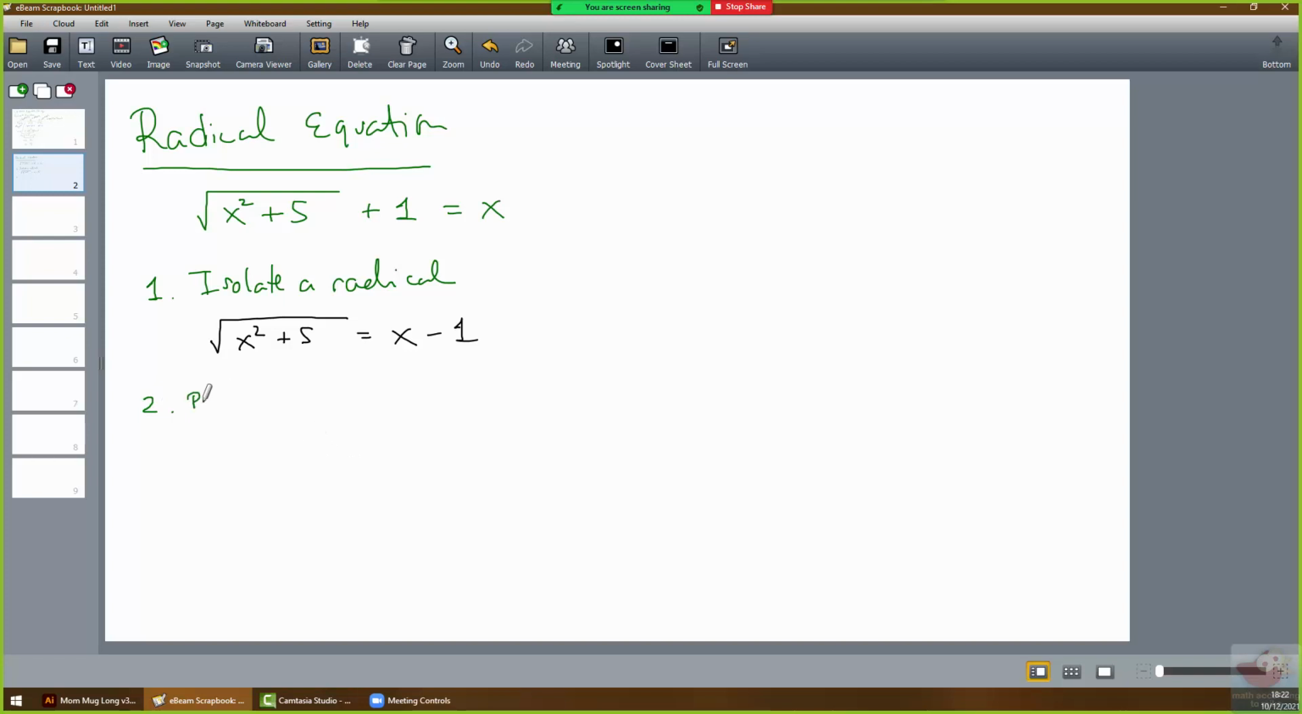Step 2, you're going to raise both sides to a power to cancel out the radical. Again, that is quite vague, and the reason being is it has to encompass all classes, or all types. So in other words, we isolated a square root, so we'll square both sides. If we isolated a cube root, we would cube both sides. So we're going to square both sides.